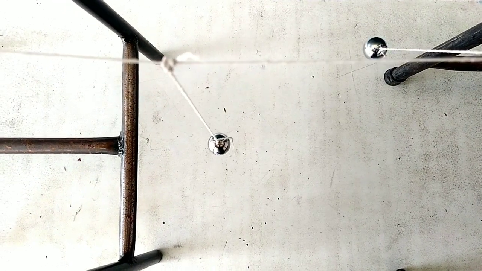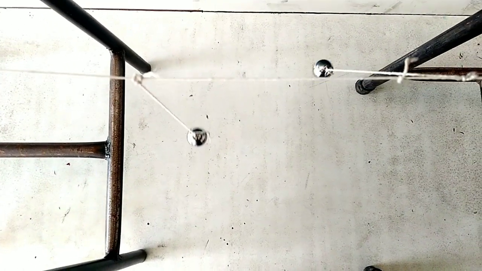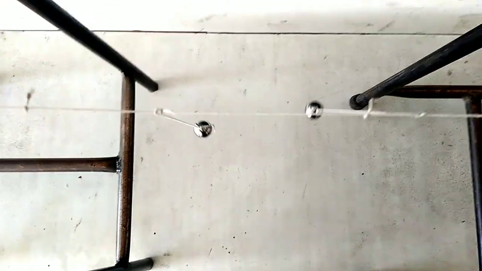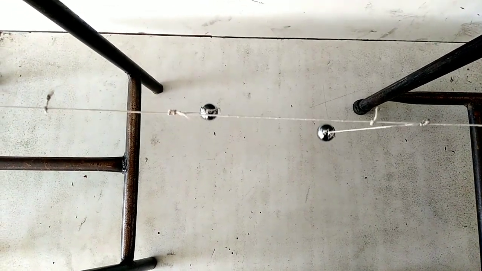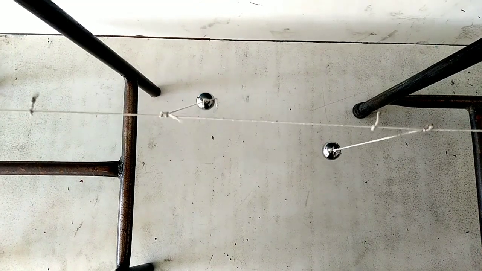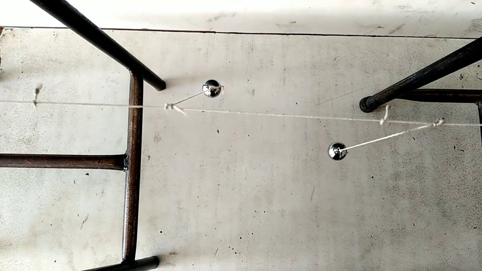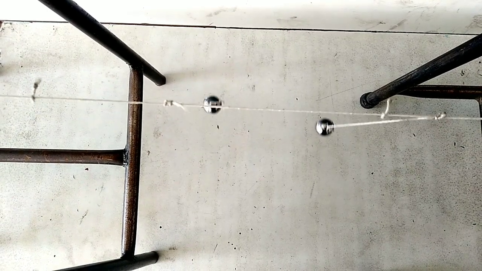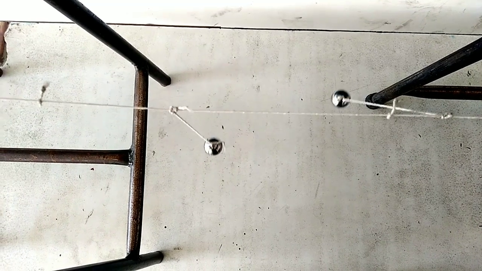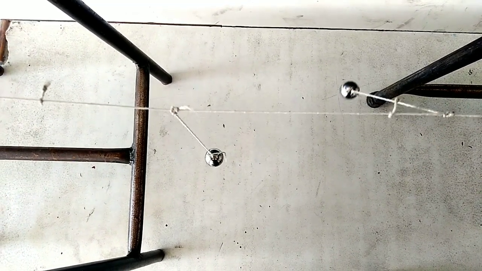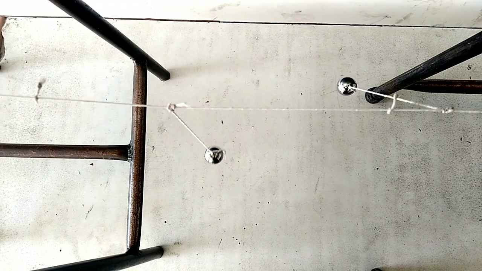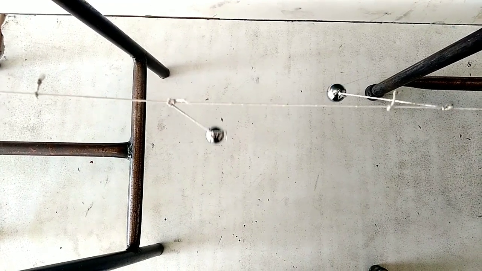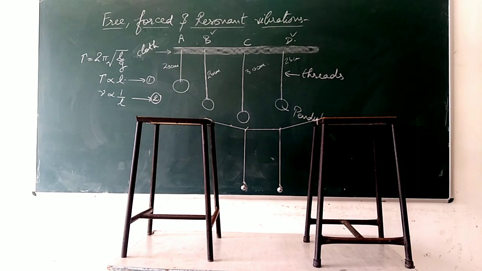Here D is vibrating, transferring energy to B. Now D has approximately stopped and B starts vibrating. Now B will transfer energy to D. Now D is vibrating and B has stopped. So students, this is a simple demonstration to show resonance.